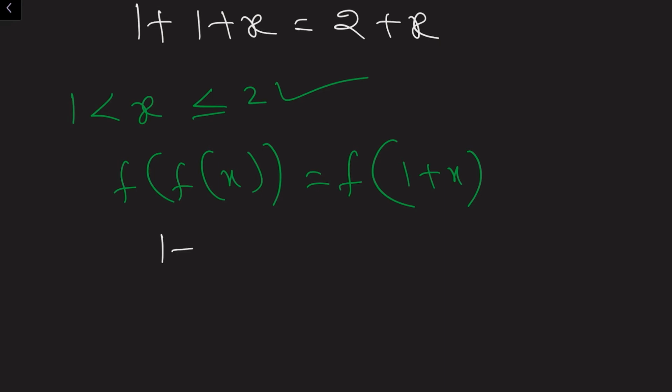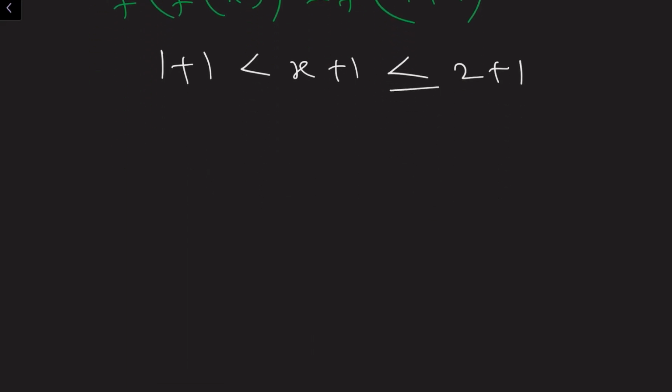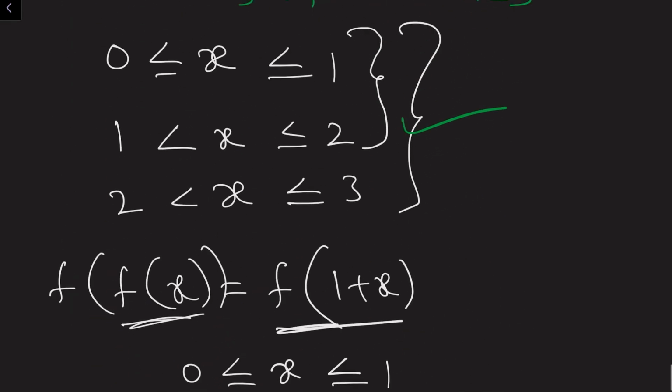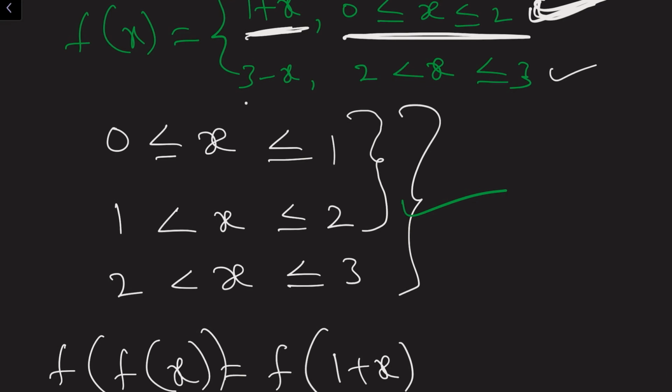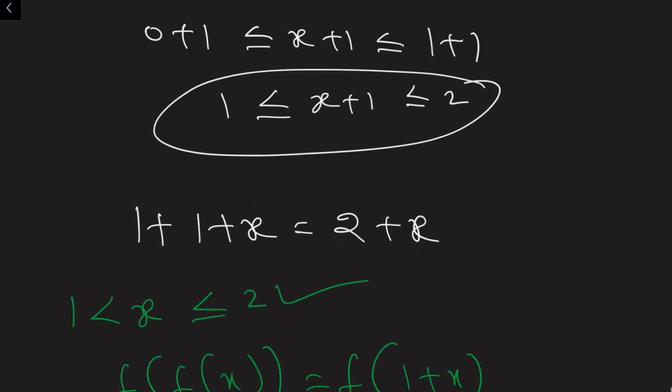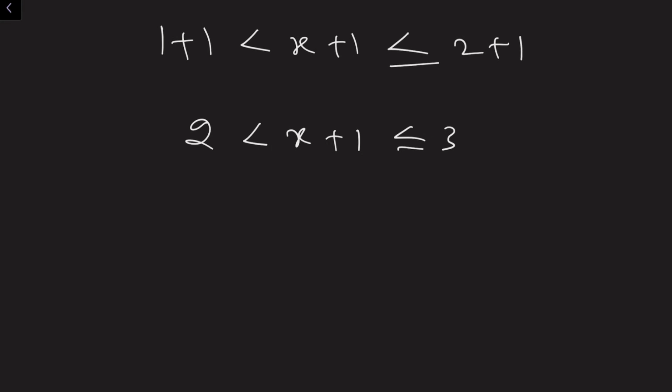So we will get 1 plus 1 less than x plus 1 less than or equals to 2 plus 1. So 1 plus 1 is 2, less than x plus 1 less than or equals to 3. So 2 to 3 is there. 2 to 3 means which condition will it be? 2 to 3 means the 3 minus x condition. So in the place of x we need to substitute 3 minus x.